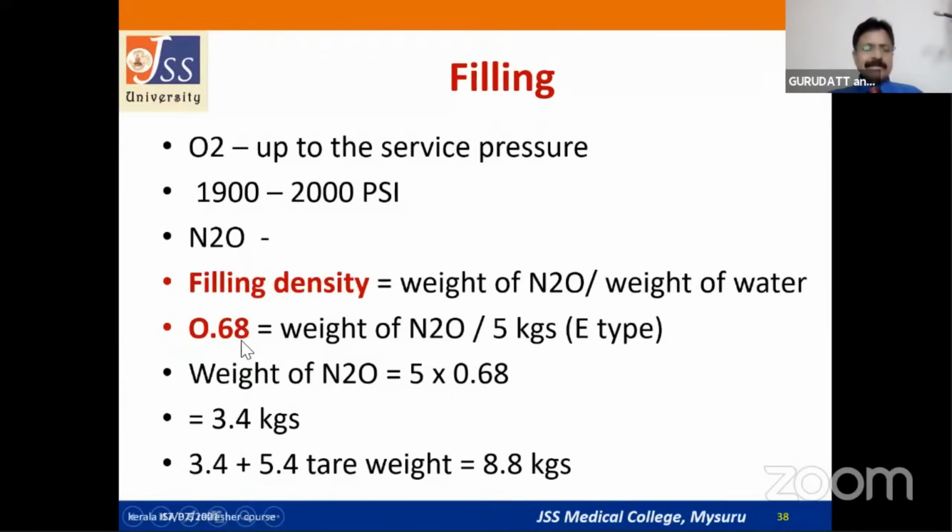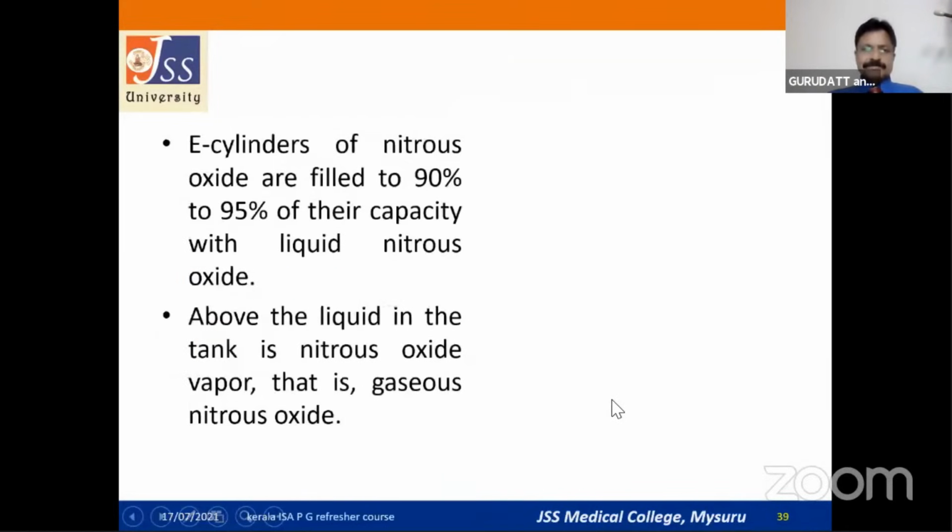In tropical countries, the filling density, or filling ratio as it is sometimes called, is 0.68. Suppose I want to know how much a fully filled nitrous oxide E-type cylinder weighs. You see, 5 multiplied by 0.68 is 3.4 kgs. For the total weight of the cylinder with the nitrous oxide, you have to add the tare weight, so it should be around 8.8 kgs. So when the E-type cylinder is supplied to you, if you weigh it and it is 8.8 kgs, you can say that it is completely filled.